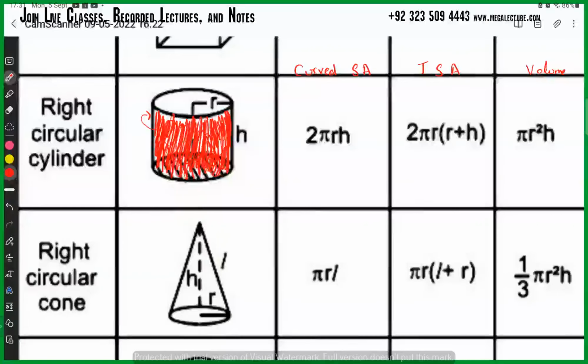Okay. Now, how do we find this curved surface area? Can anyone explain to me the logic behind this formula? Ma'am, it's the formula of the circle, but it's multiplied by the height. Very good. Okay. Like you add in the height as well. Okay. So multiply. But it's a multiply by two as well because there are two circles and then you multiply the height. Okay. I'll tell you.